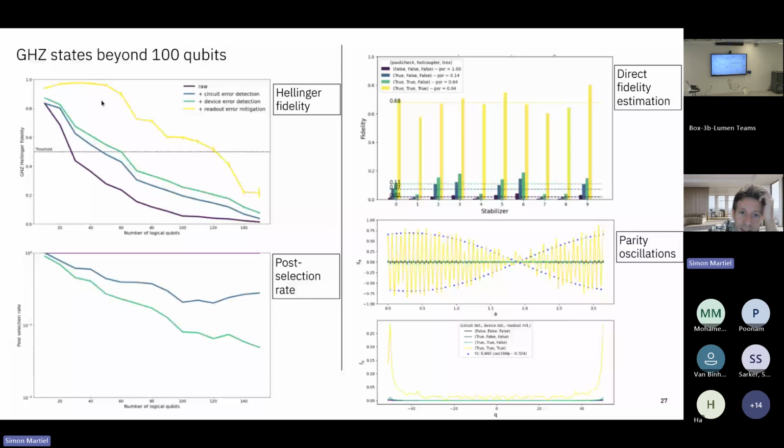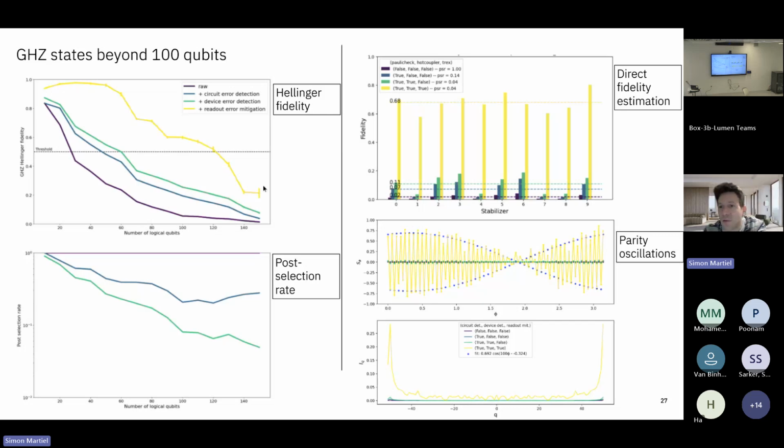And we can also mitigate for readout errors. This is done using a statistical technique called M3. And this actually removes the last errors that we had. And we can go up, for instance, here to 120 qubits in this experiment.